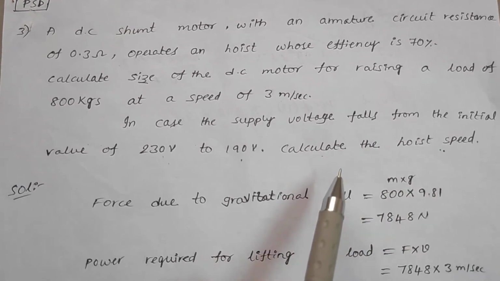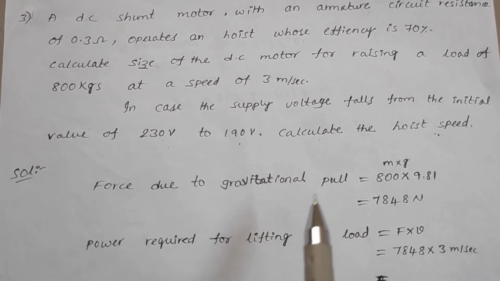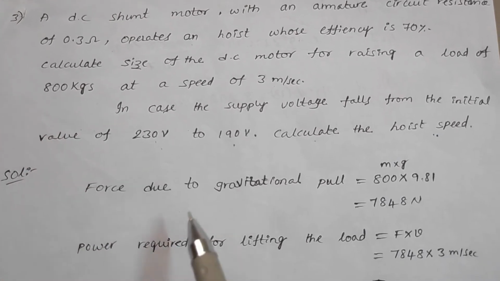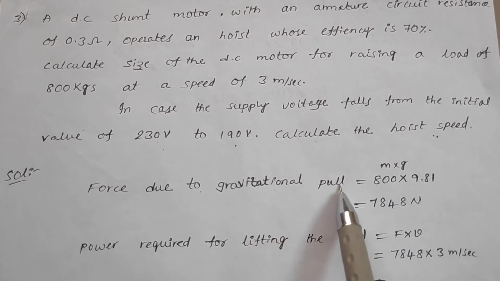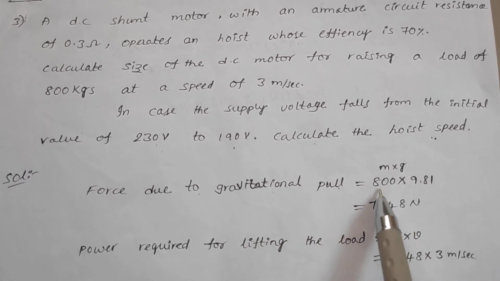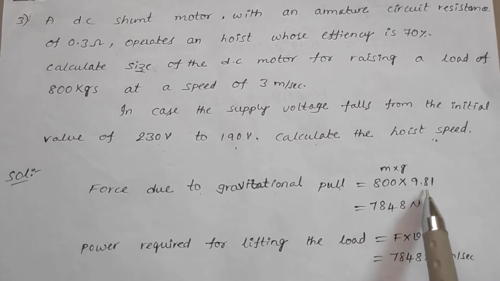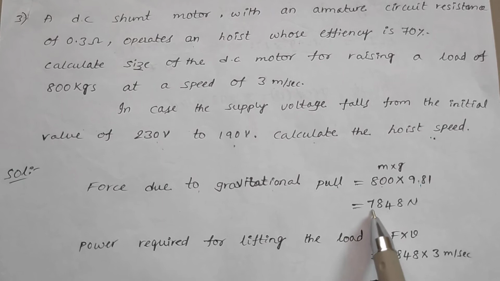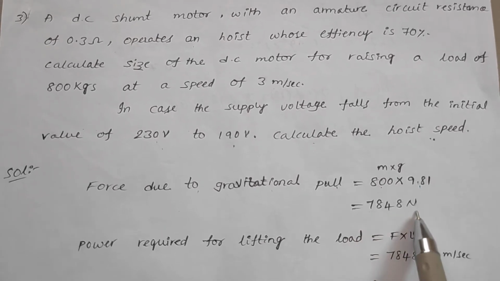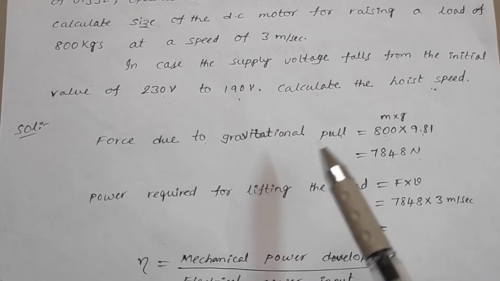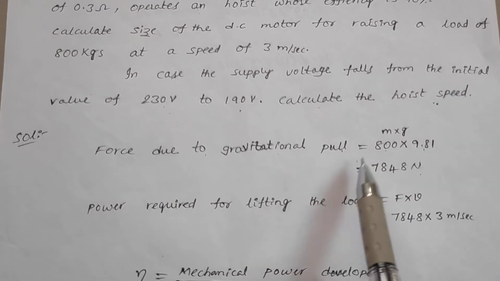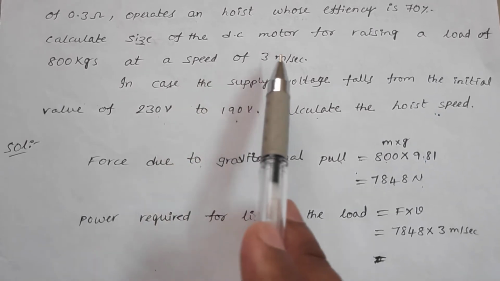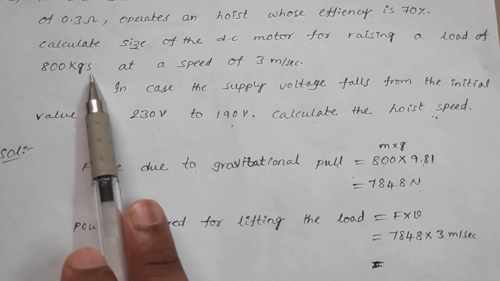From the given data, as they were given the mass of the load, we can find out the force due to the gravitational pull, that is M into G. M is 800 into G 9.81. So we will get the force as 7848 newtons. Now we know the force and the corresponding speed, the rising speed is 3 meters per second to lift this load.